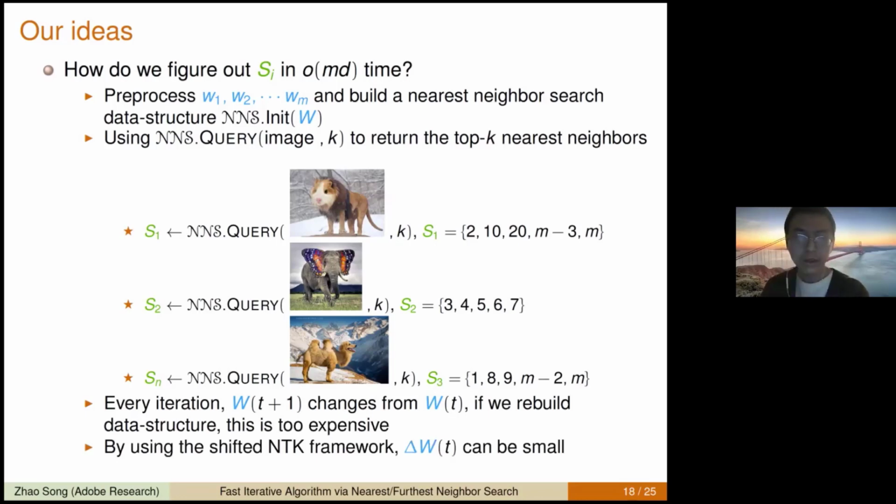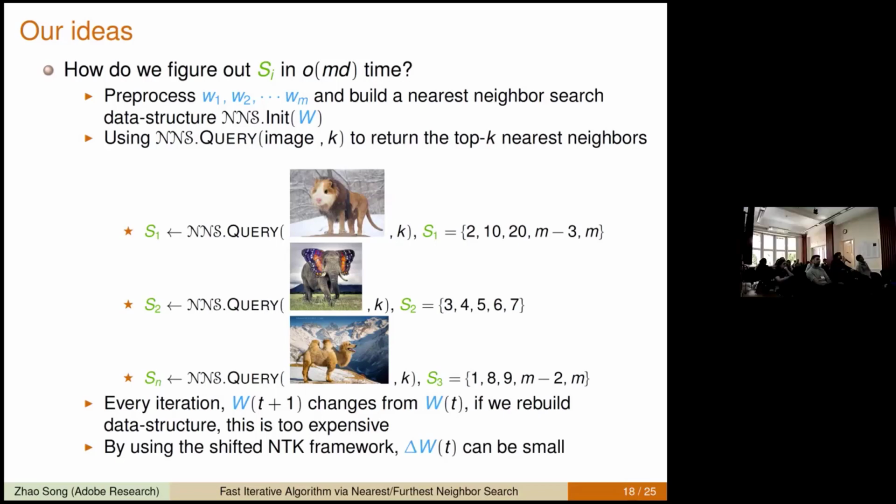In addition, the original NTK analysis only guarantees that the L2 norm of delta W is small. Instead, in order to use the nearest neighbor search data structure, whose error is very fragile and very hard to break, you need to make sure the L0 norm of delta W is very small. Therefore, we need to modify the classical NTK form to a shifted NTK to make sure the number of neurons that become active is small. But this is still enough for you to show the convergence result.